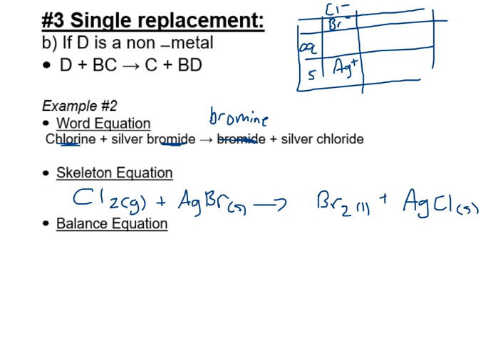So check this out. There's 2 chlorines right here. There's not over here. There's only 1. So let's put a big 2 in front of it. That means there's now 2 chlorines. Okay, well now there's 2 silvers right here. There's only 1 right here. Let's put a 2 there. That'll make 2 silvers. Now there's 2 bromines right here. Hey, look, there's 2 bromines right here. I think everyone's balanced now. We're done.